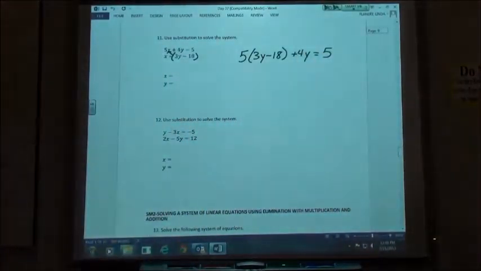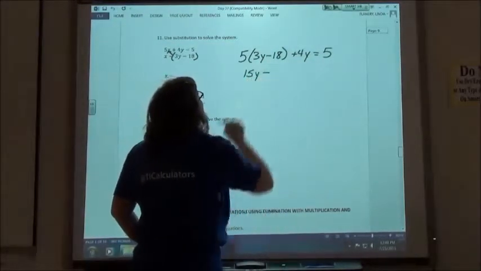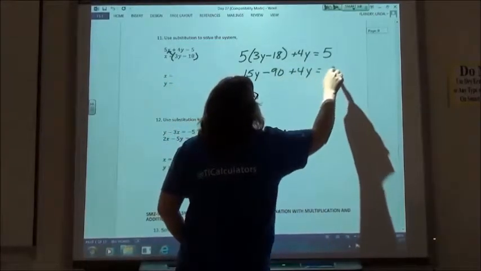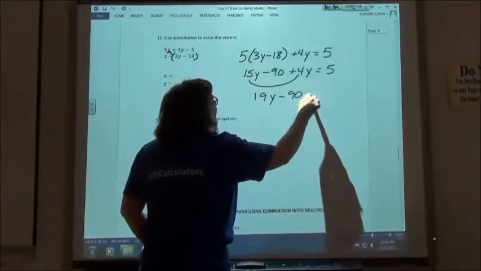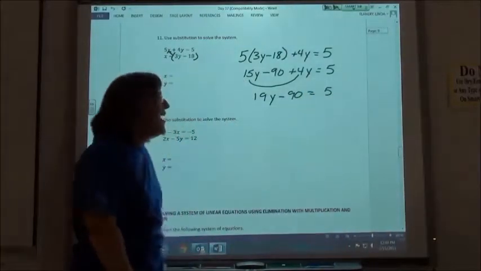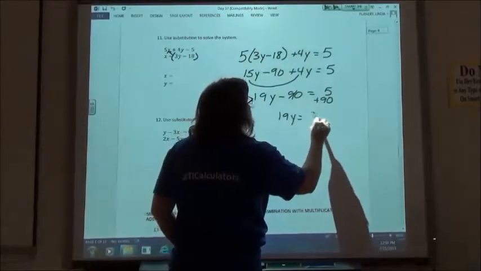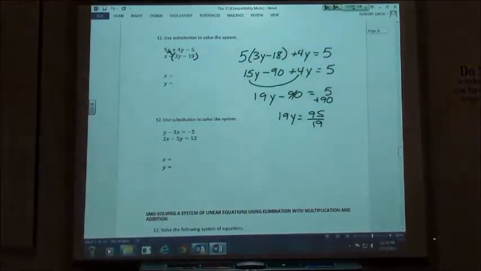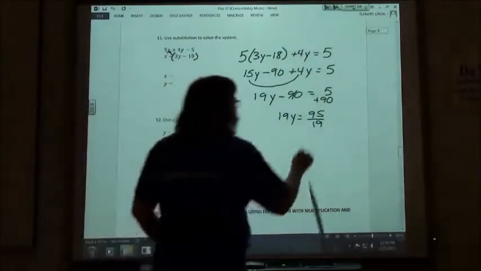So multiplying that out, we would get combining my like terms, adding my 90, and dividing. It's 95 divided by 19. 5, okay.